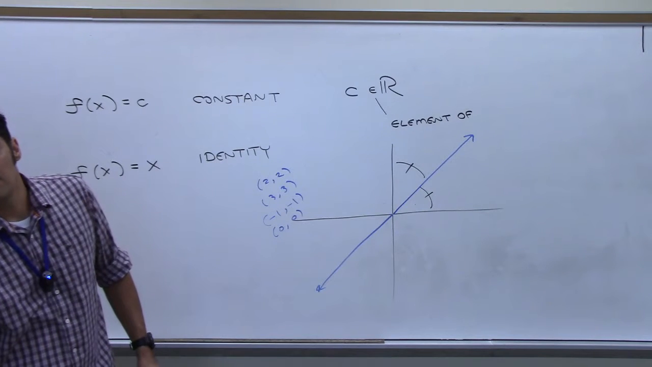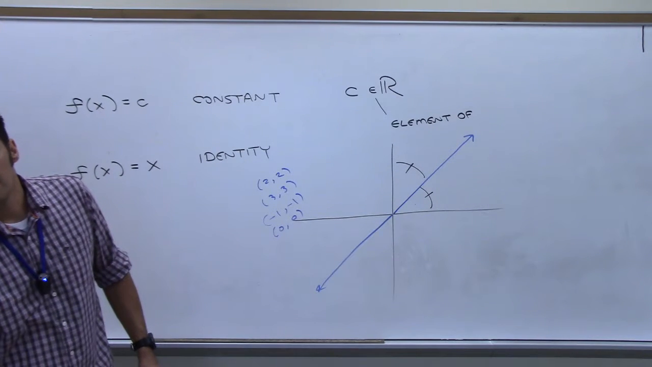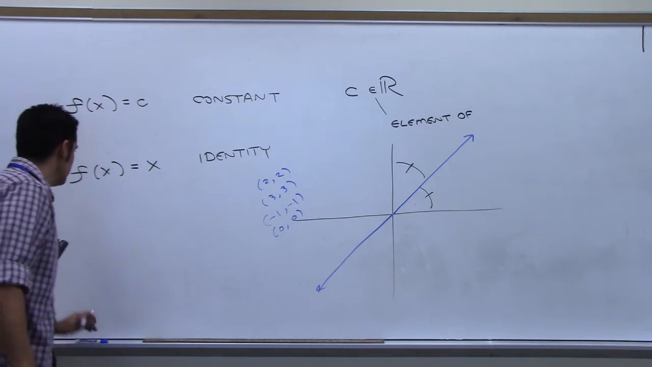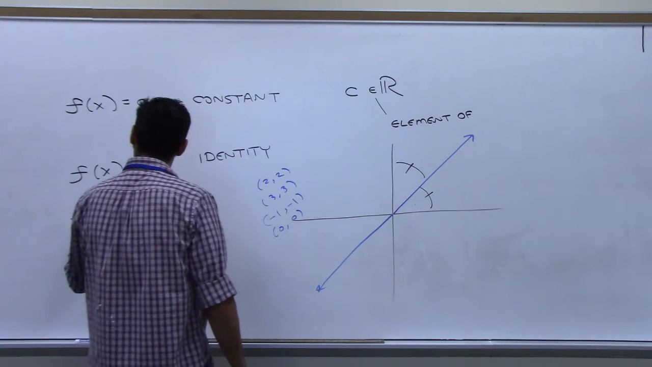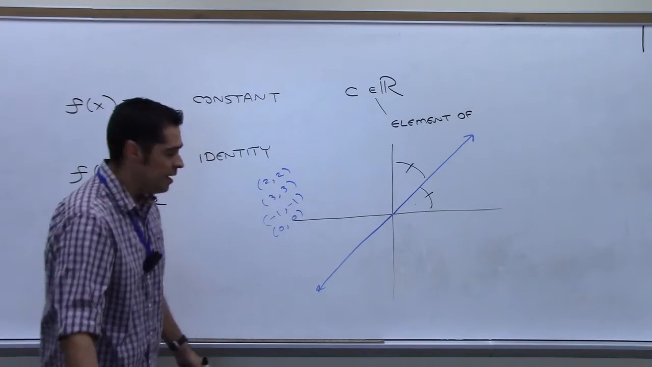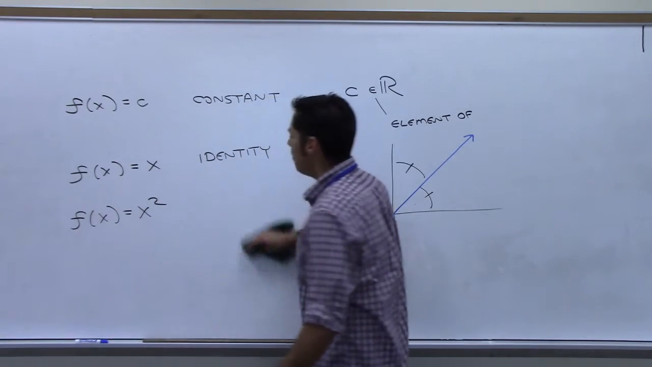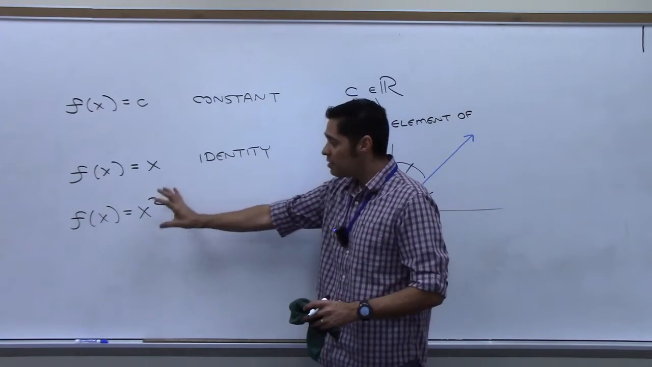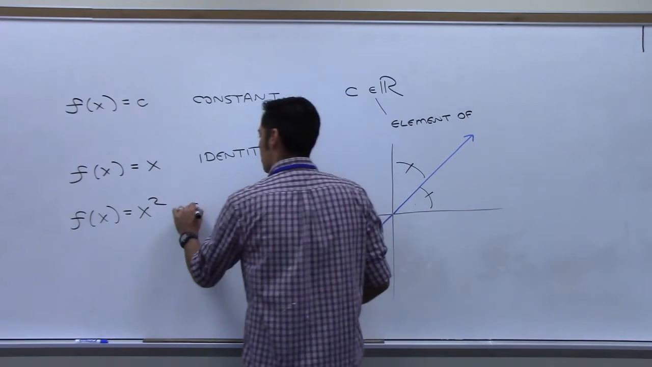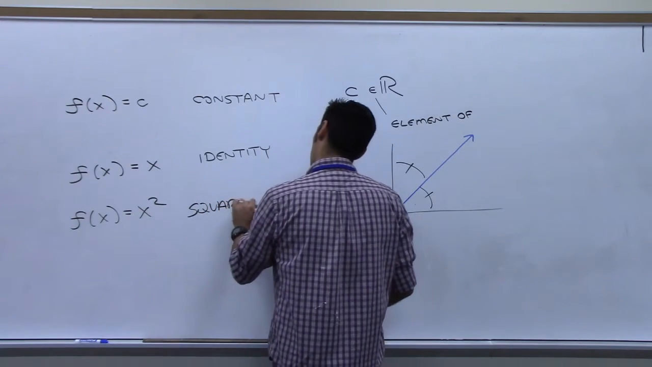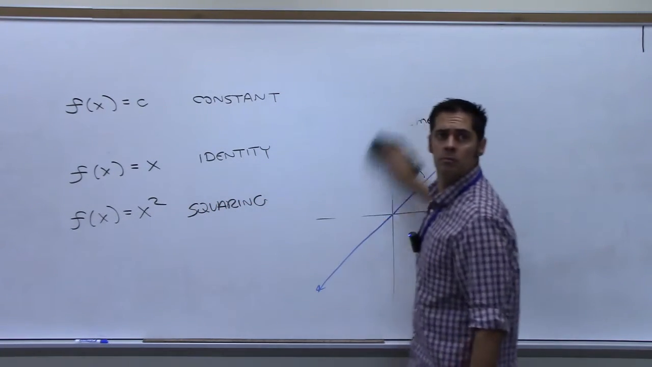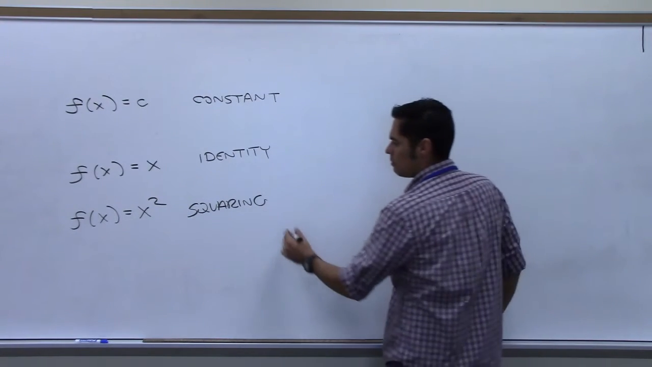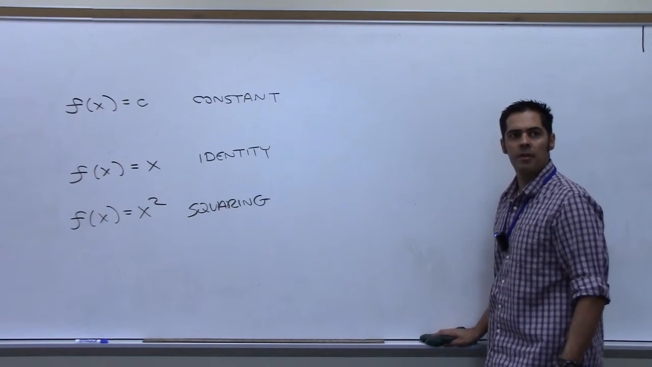The next one we need to know, x squared. And this is called the squaring function. I know you're going to say that's a parabola, right? I've heard it called the parabola. Yes, it is a parabola, but f of x equals x squared by itself. That's it. No plus x minus 3, just x squared. Just like that. It's called the squaring function.